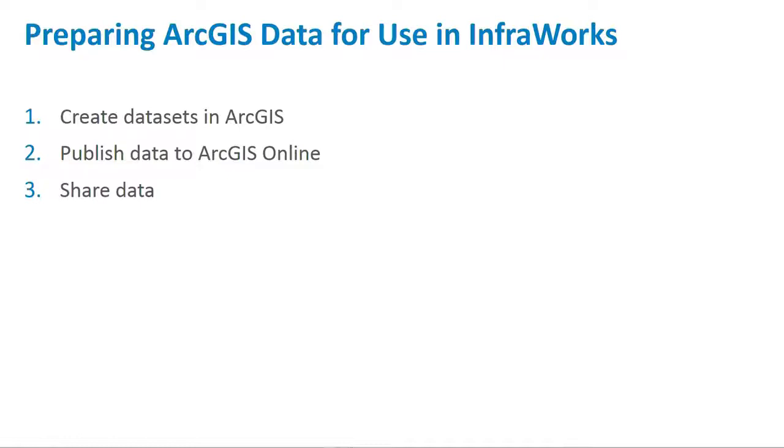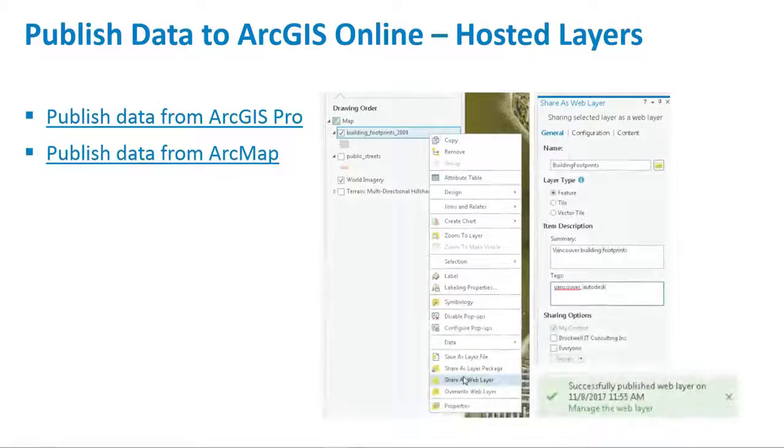Okay, so to prepare your ArcGIS data for use in InfraWorks, you create the data sets in ArcGIS, you publish them, and then you share them. And it's that simple, really. So if I'm on ArcGIS Pro, for example, I publish it. There's some instructions on how to do that. We've given you links for how to do that. That's really relevant information because that's something you will be doing. And then you can publish them from ArcMap, of course, as well. And that's really easy to do. It's a simple little form wizard that allows you to do that. Just push them up there, and you're done.